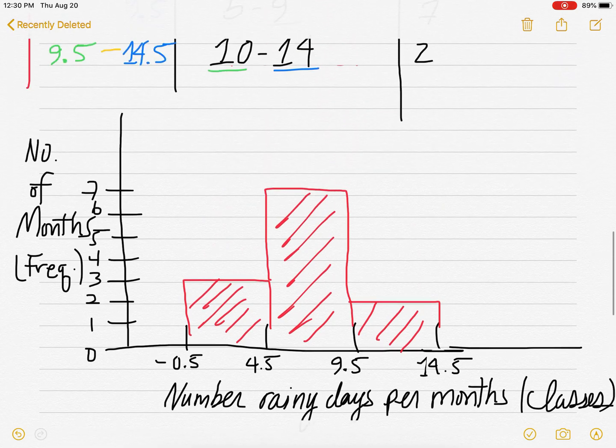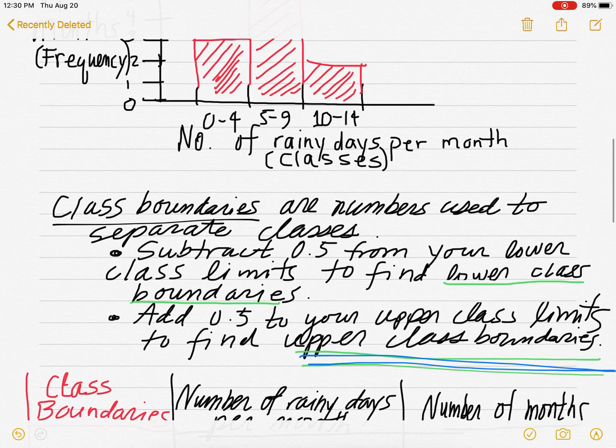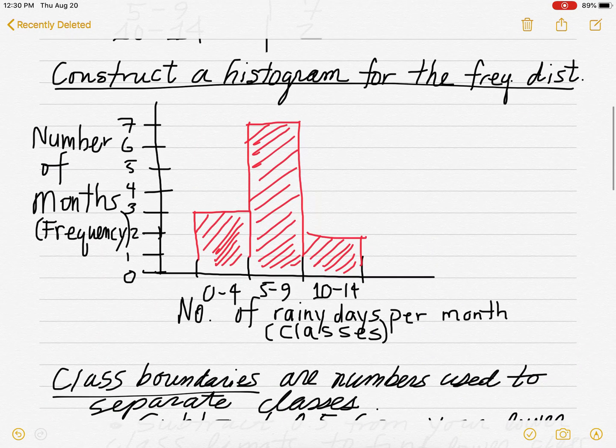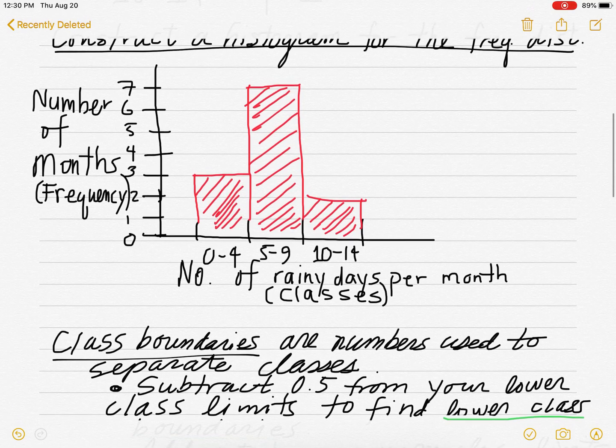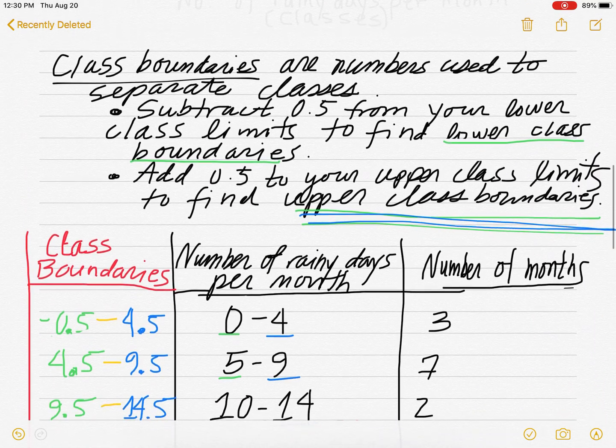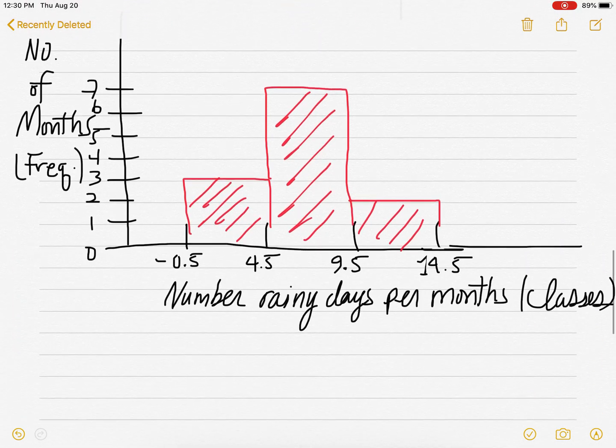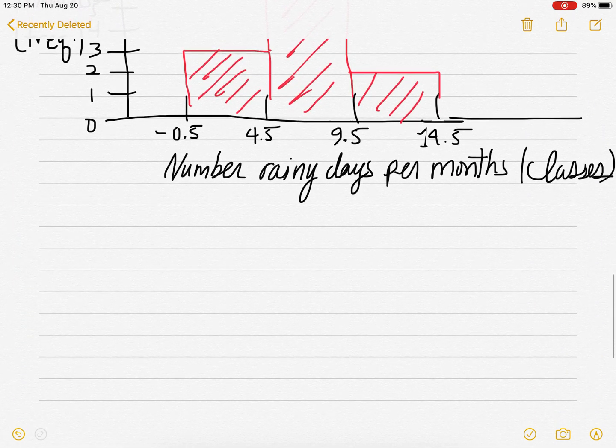Okay. Now, my take is that anytime you have discrete data, like when you're talking about number of rainy days, they're whole numbers, right? They're discrete. You have 0 rainy days, 1 rainy day, 4 rainy days. I prefer the first method where you use the limits. That's for discrete data. When you have continuous data, it's a good idea to use the boundaries, I think, at least.